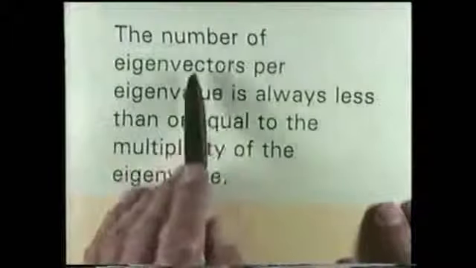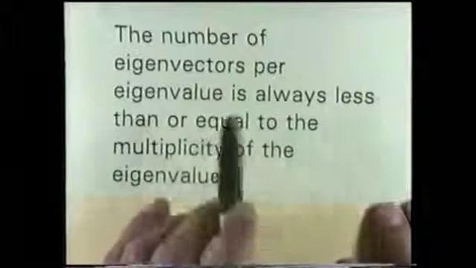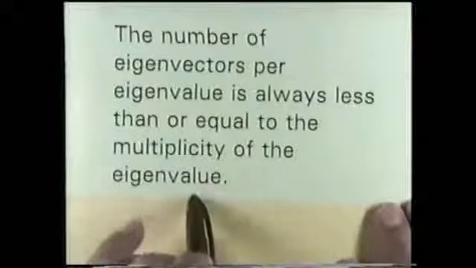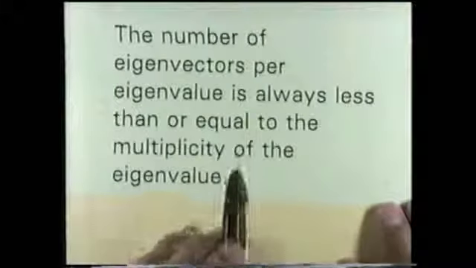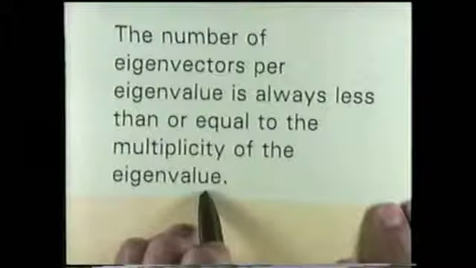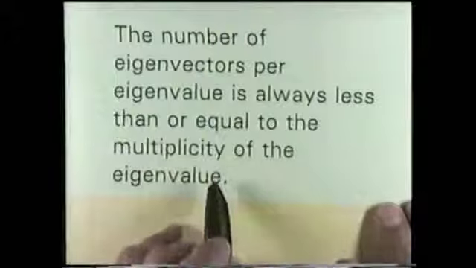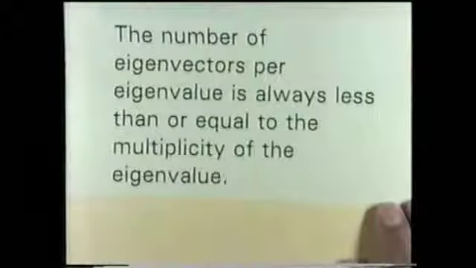Notice the number of eigenvectors per eigenvalue is always less than or equal to the multiplicity of the eigenvalue. So if I have an eigenvalue of multiplicity 2, I might find 1 eigenvector, I might find 2. It's either less than or equal to.